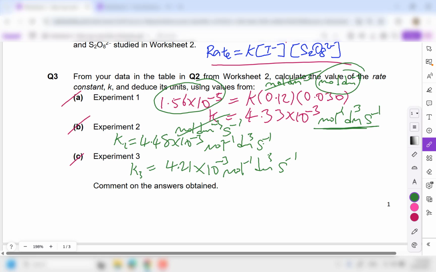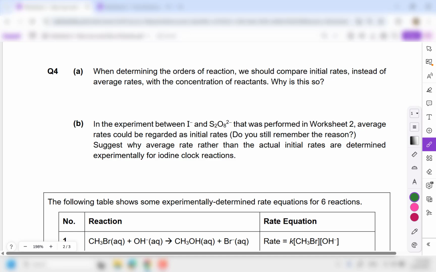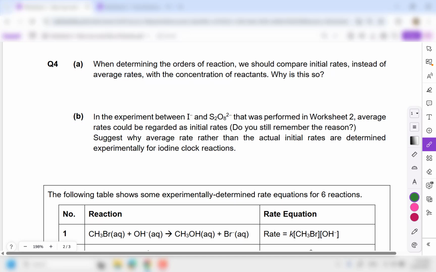So if you look at the rate constant from all the experiments, you notice that it is approximately the same. If you have done the experiments properly and do the calculation in the appropriate manner, you'll notice that they will all converge into a similar value. That is why it is called the rate constant. Then next we'll move on to question 4a.